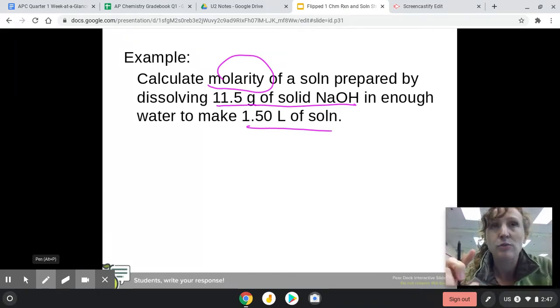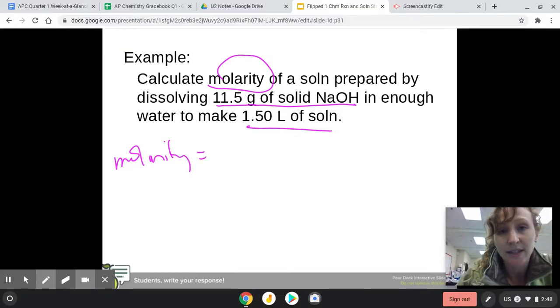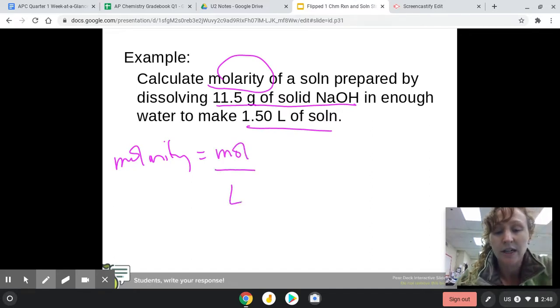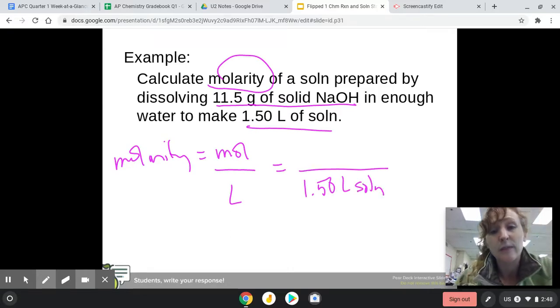When you are using measurements to derive a different measurement, what I like to do is set it up as the definition. I know I want to calculate molarity. I'm going to break that down as much as I can in units. Molarity is made out of moles per liter. Do I have the things already given to me to calculate this? I do have the volume of the solution, 1.50 liters of solution. Do I have the moles of my solute? I don't, but I do have the mass of my solute.